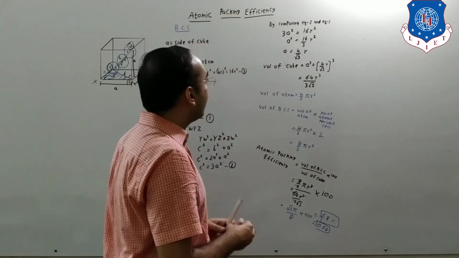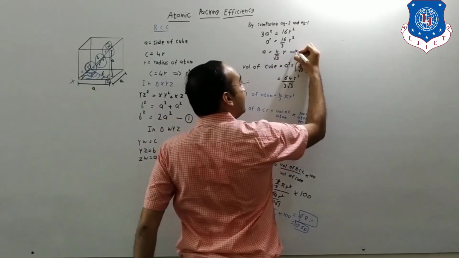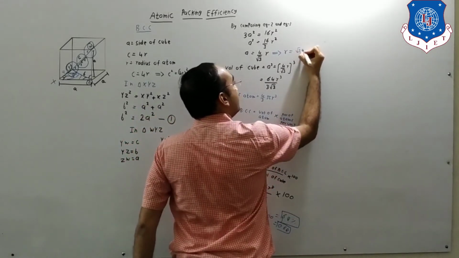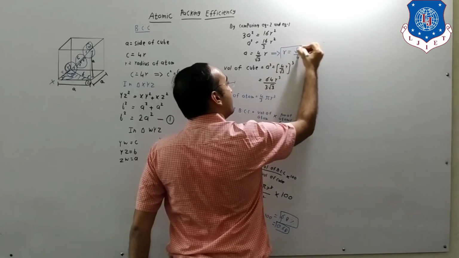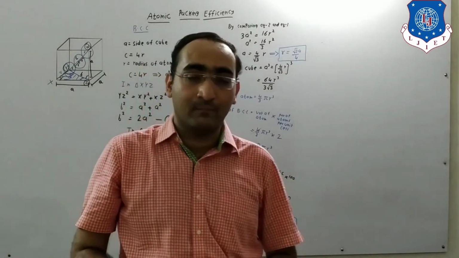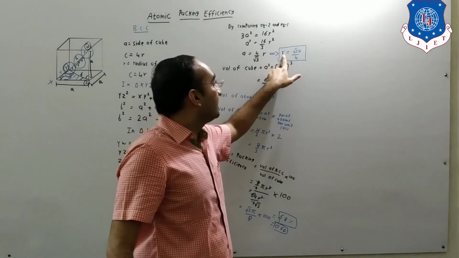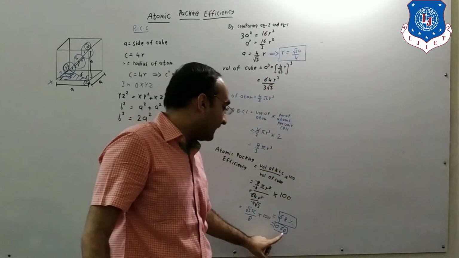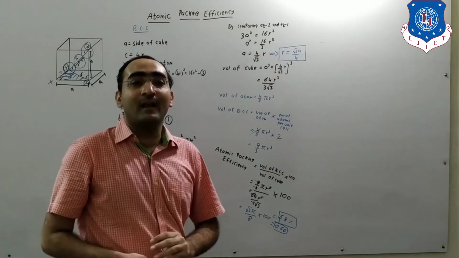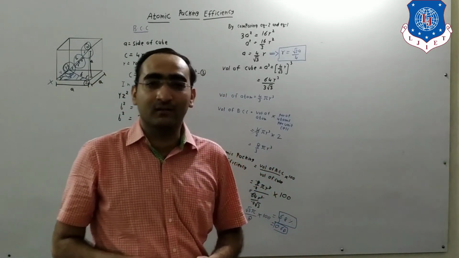But let us take one more thing. As we can see over here, A is equal to 4 by root 3 r. So if we want to find the radius, the radius will become root 3a by 4. Because in the summary of the first chapter, we have seen that the radius column was also there. So in this BCC, radius will be root 3a by 4 and packing factor will be 0.68. So now in the next upcoming lecture, we will be finding out the packing efficiency of FCC structure and HCP structure. Thank you.